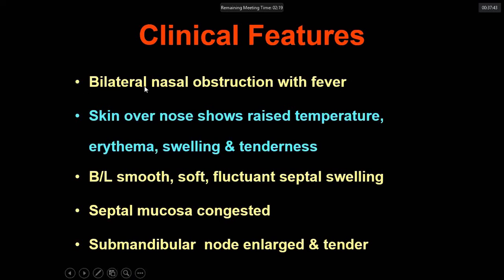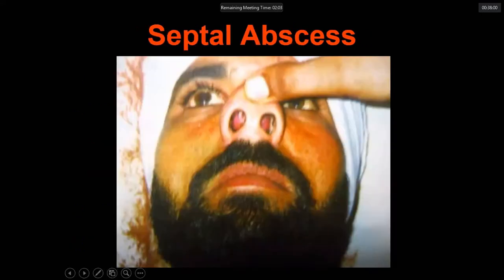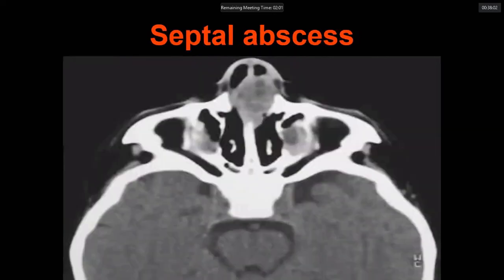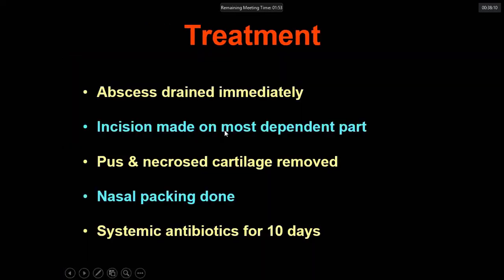Bilateral nasal obstruction with fever because there is abscess. The skin over the nose shows raised temperature, erythema, swelling, and tenderness. There is bilateral soft, fluctuant septal swelling, and the septal mucosa is congested. Submandibular nodes are enlarged and tender. Here, in the CT scan, you see the cartilage has been necrosed or eroded.